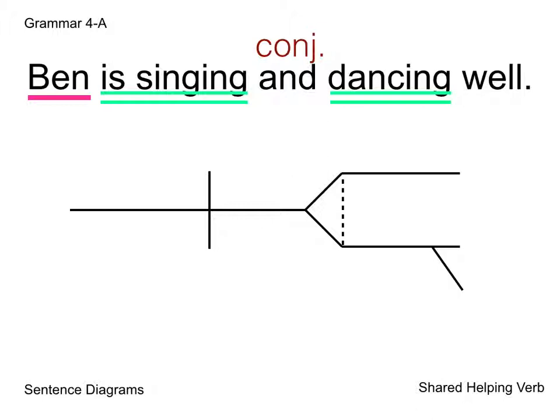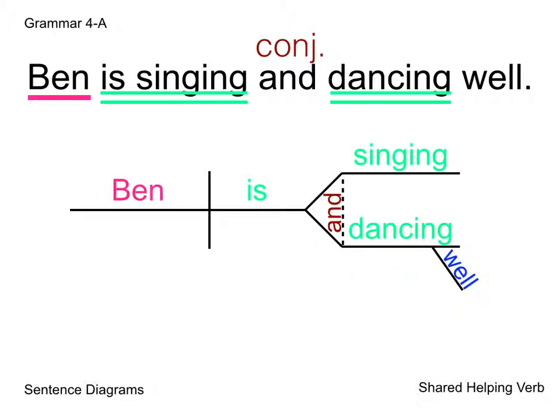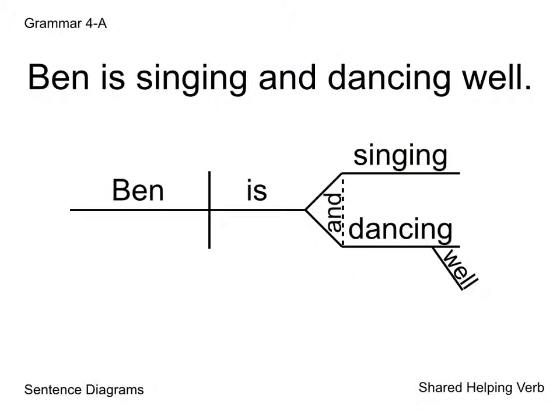So now we can start filling in our words. We have Ben as our subject, is as our helping verb, singing and dancing. So notice how they go on the 2 different lines, and they are coordinated by this conjunction and, and then well is describing it. So now we have all of the sentence put together. And we have our sentence diagram completed.